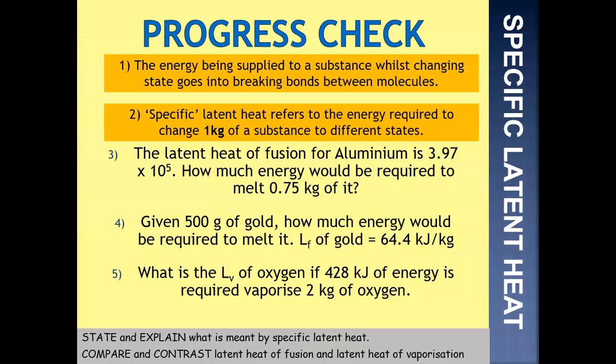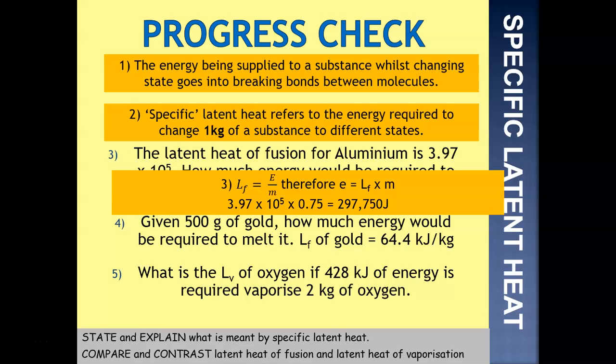Okay, question 3. The latent heat of fusion for aluminium is 3.97 times 10 to the 5 joules per kilogram. How much energy will be required to melt 0.75 kilograms of it? Well, we need to rearrange our equation. Initially, we know that latent heat of fusion is energy divided by mass. So if we rearrange that, energy is equal to the latent heat of fusion times the mass. 3.97 times 10 to the 5 multiplied by 0.75 gives us 297,750 joules.